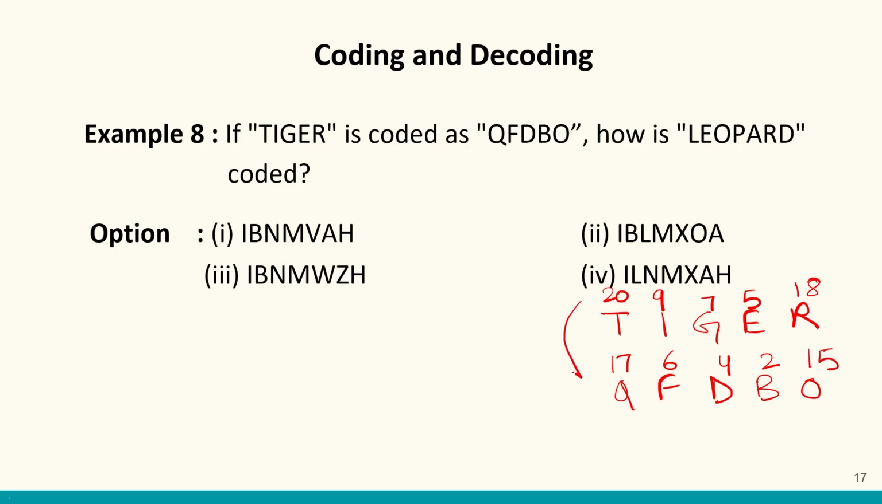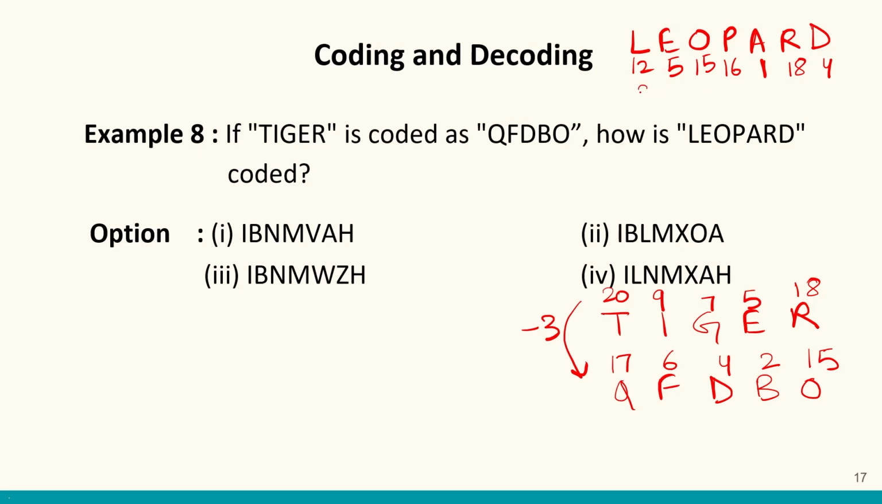So very clearly, I can see we are going 3 positions backward, 20 to 17, 9 to 6, and so on. So we'll move 3 positions backward for leopard also. So L, E, O, P, A, R, D. We have to go 3 positions back. So L is coded as 12, 5. O is coded as 15, P is coded as 16, A is coded as 1, R is coded as 18, and D is coded as 4.